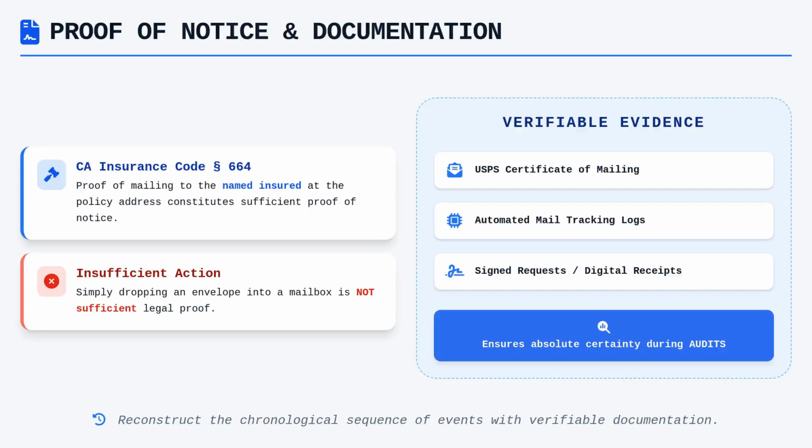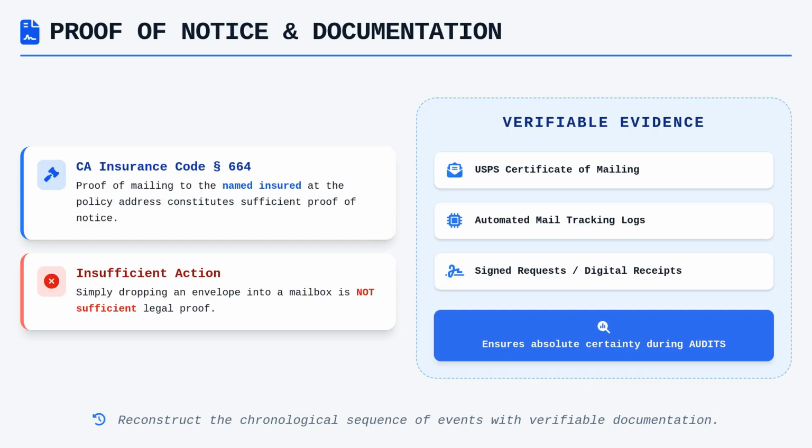To establish that a notice was properly issued, California Insurance Code Section 664 states that proof of mailing to the named insured at the address shown in the policy constitutes sufficient proof of notice. However, simply dropping an envelope into a mailbox is insufficient. The insurer must maintain verifiable evidence of mailing, which typically involves a United States Postal Service certificate of mailing or a detailed electronic log from an automated mail tracking system that captures the date, time, and specific destination address.